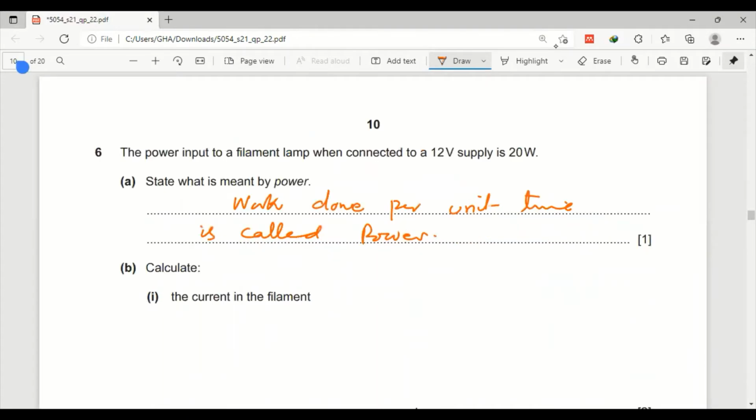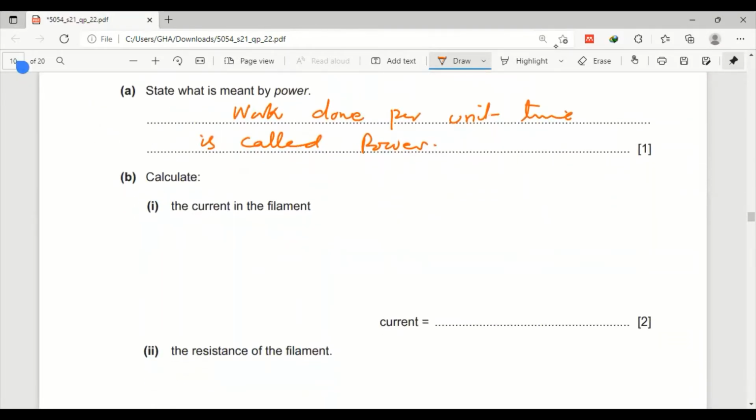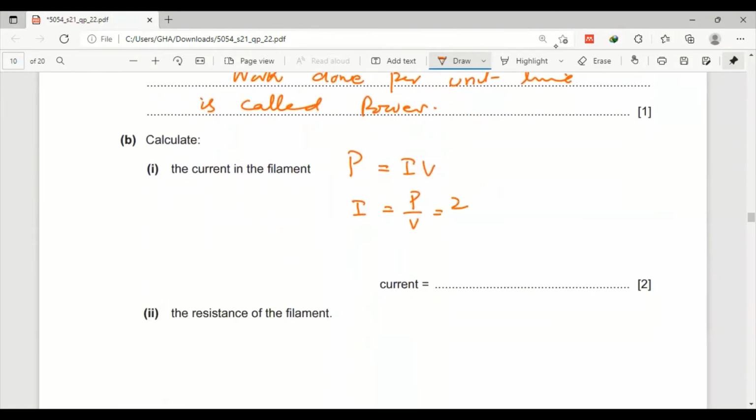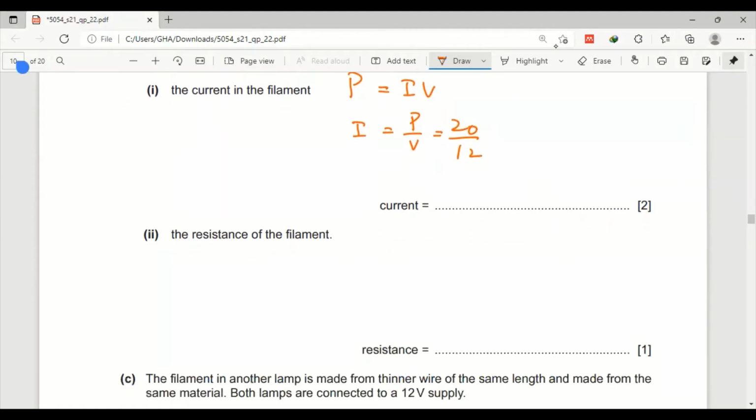Calculate the current. Look, power given, voltage given. So we can write the formula power is equal to IV. So I is equal to power divided by V. And the power is 20, voltage is 12. So 20 divided by 12. The answer is 1.7 ampere.